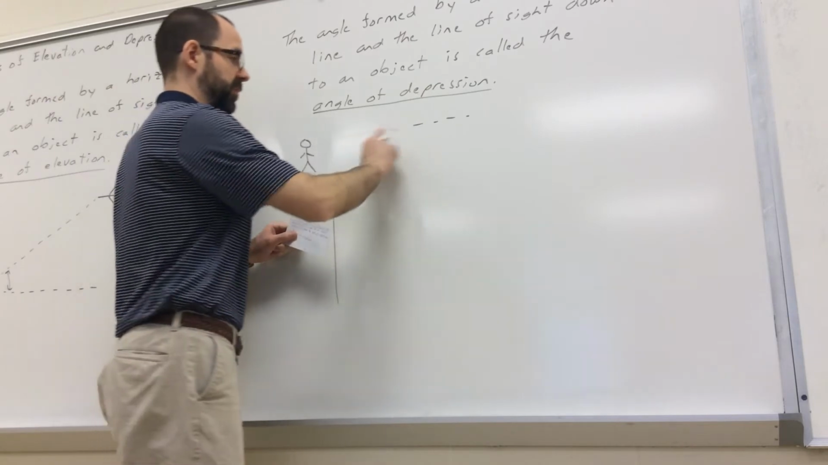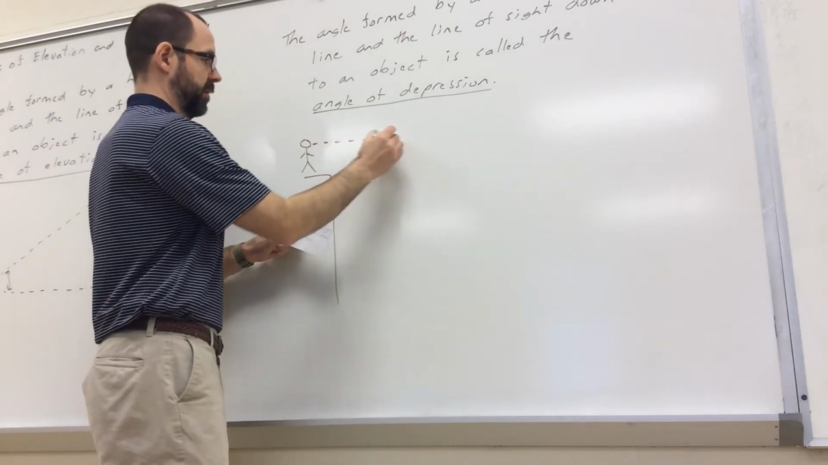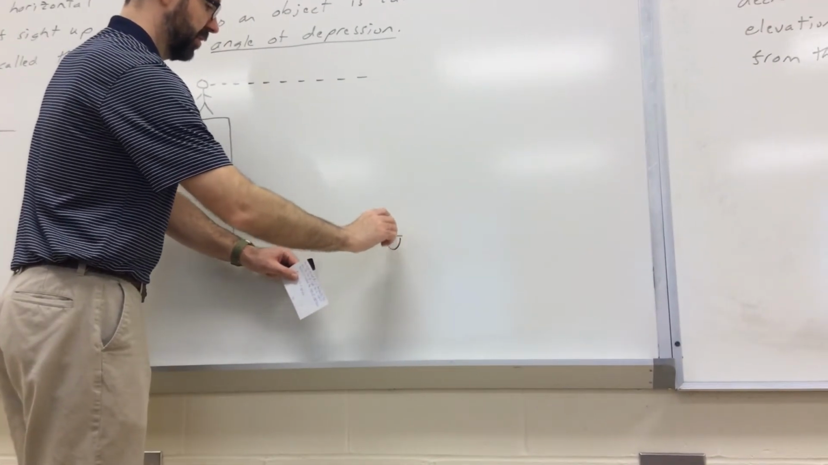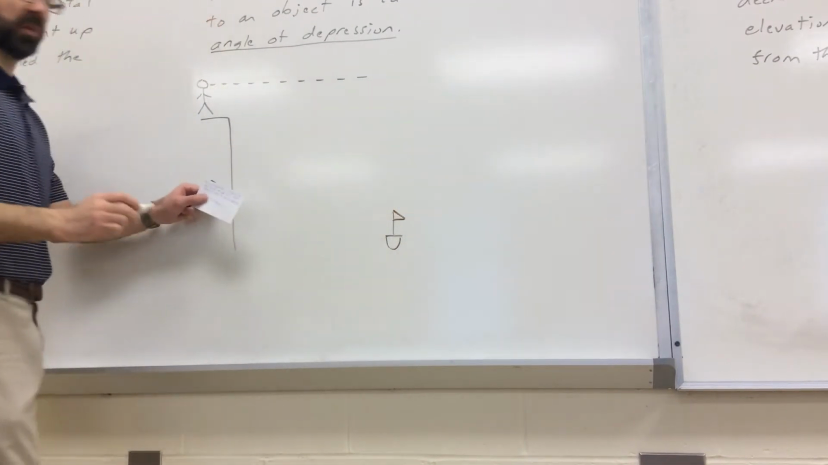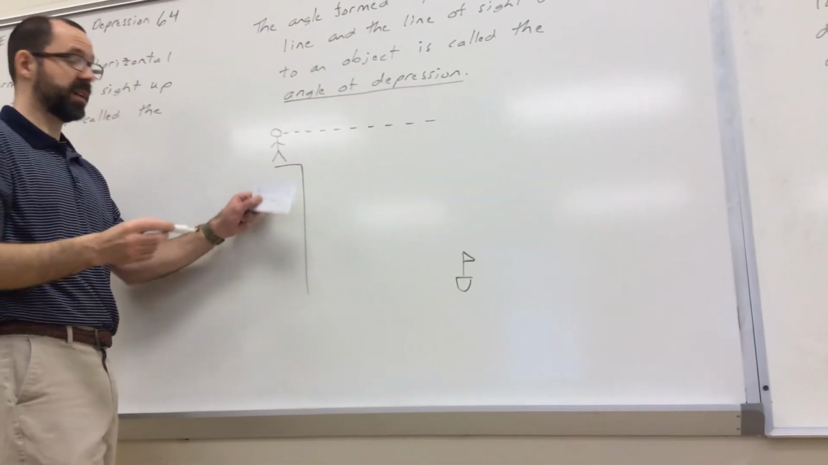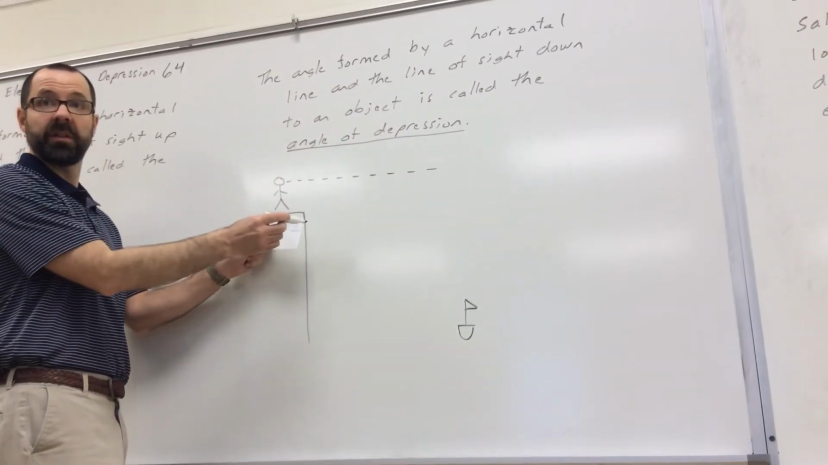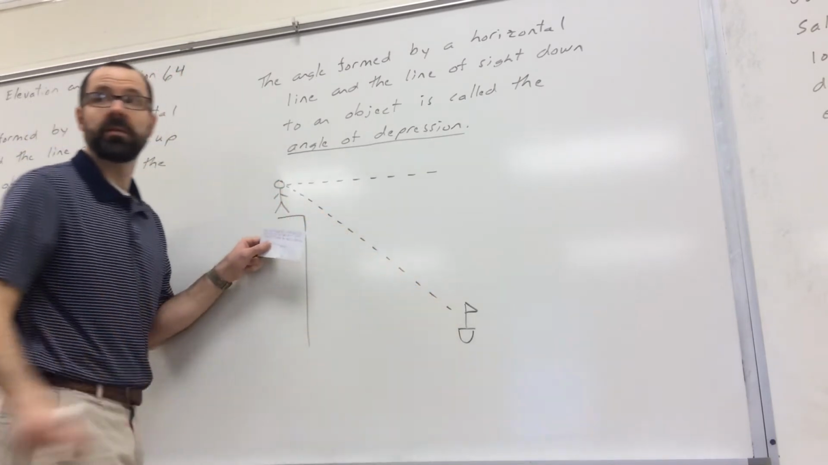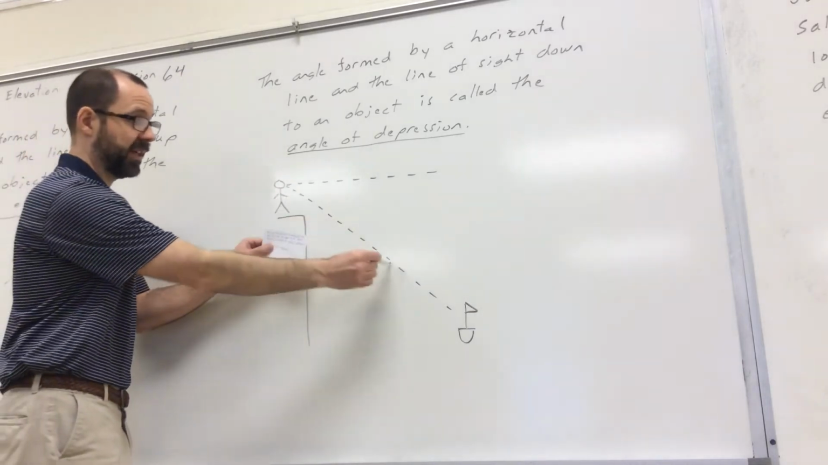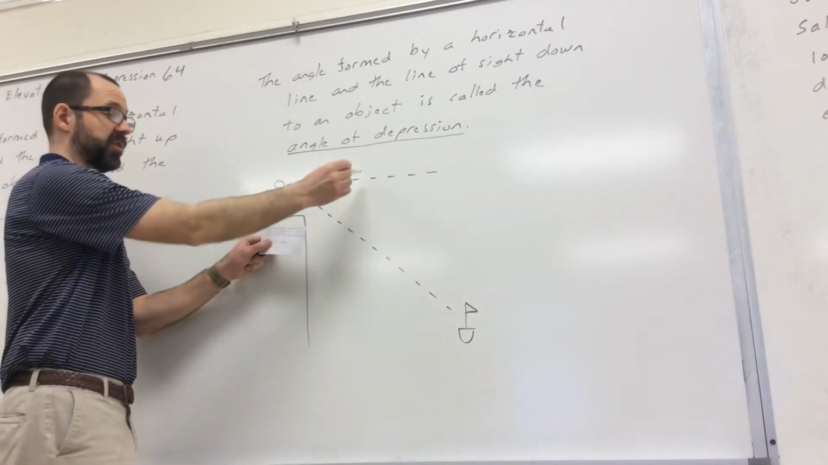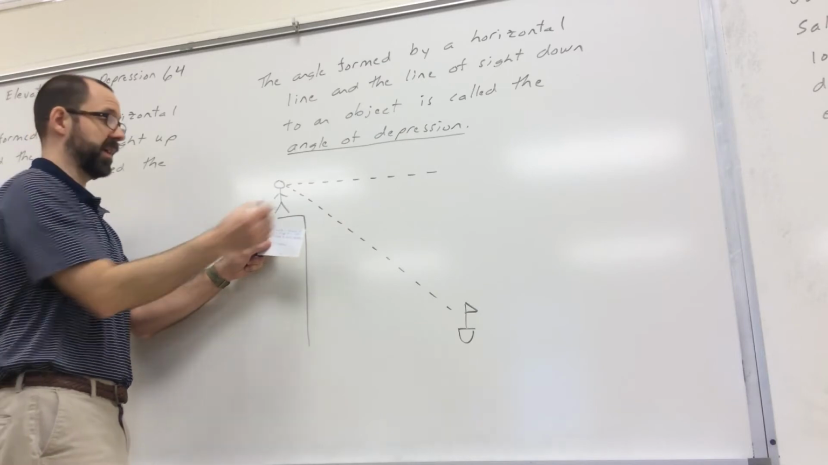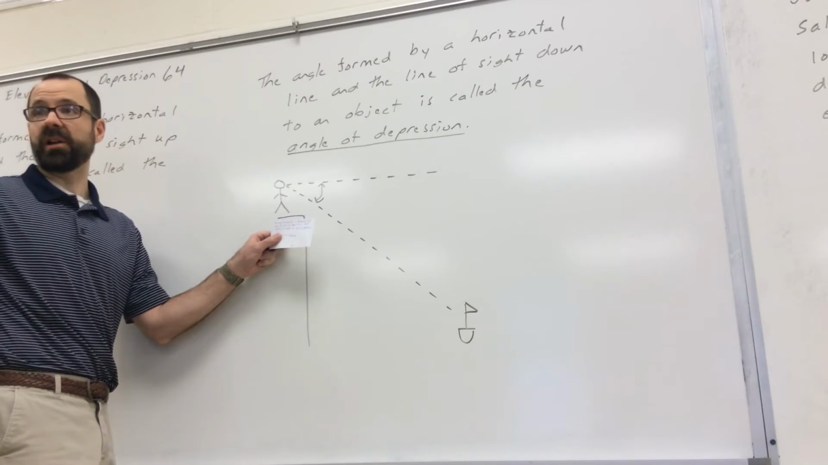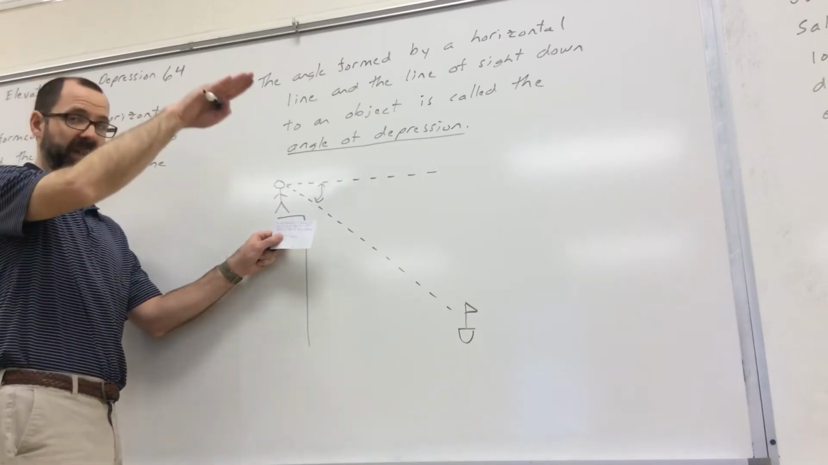Actually, that's going up a little bit, so let me make it totally flat. And then maybe there's a boat down here. Again, my pictures are terrible. Sailboat down there. So what's going on is the person is looking down. So here's the line of sight. Here's the horizontal line. And the angle between those, that's called the angle of depression, because it's going down.